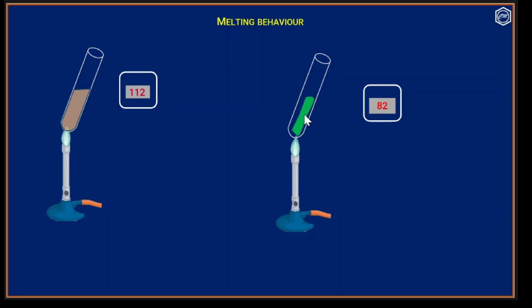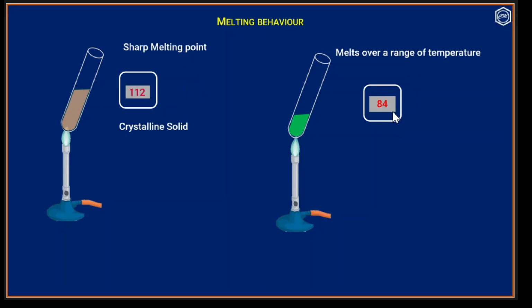And at 82, the plastic piece slightly shrinks, and at 83 it again shrinks, and suppose at 84 it is converted to a liquid state. So it melts over a range of temperature. And in the case of a crystalline solid, it has a sharp melting point. But the amorphous substance, plastic is an amorphous substance, and it melts over a range of temperature.